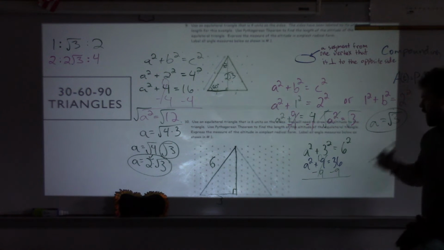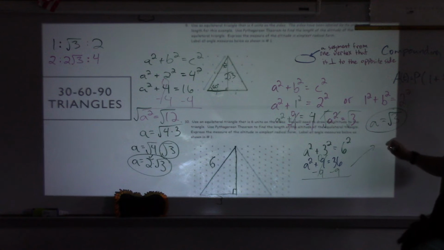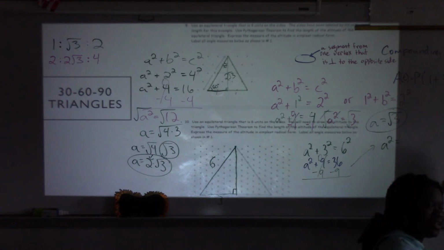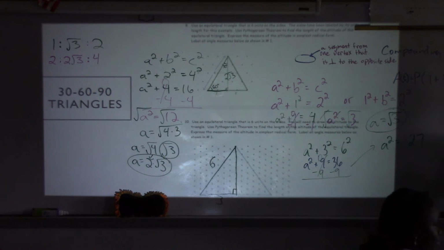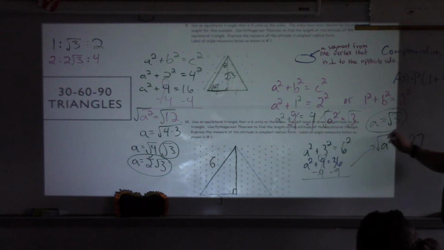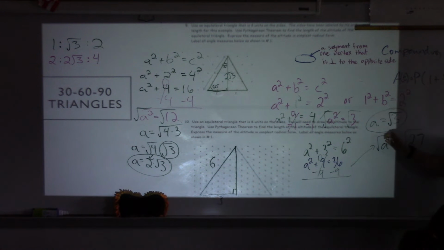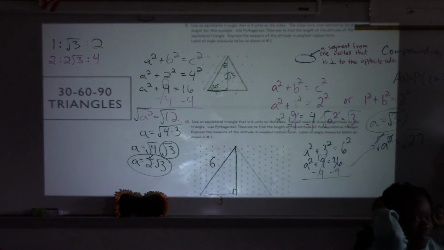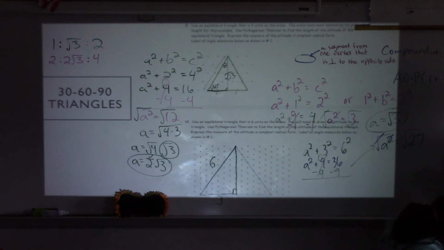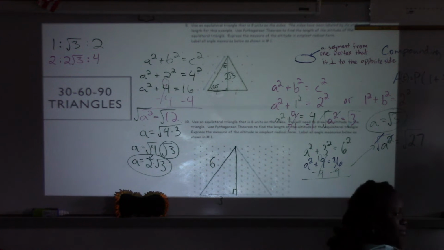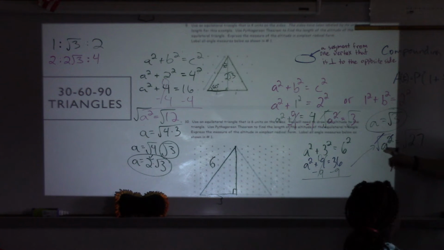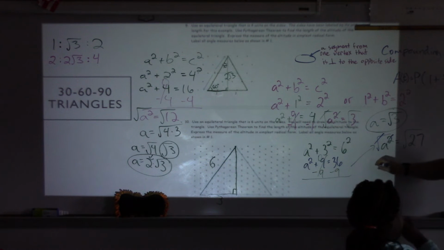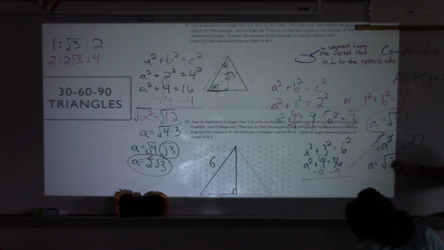So, a squared is equal to 27. Now take the square root. We're taking the square root of what? Because the square root of a square is the inverse. A equals, well, the square root and the square cancel. A is equal to the square root of 27.